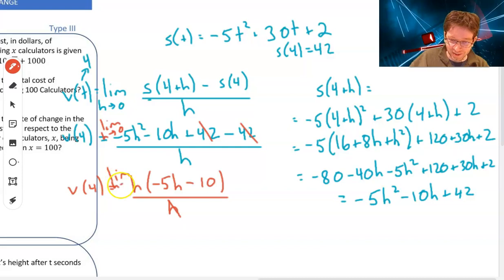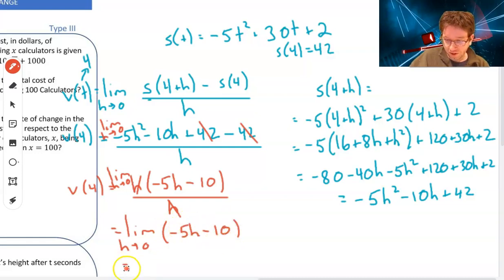The limit as h approaches 0. I got so involved with the algebra. All right, so the h's cancel, and we're left with the limit as h approaches 0 of minus 5h minus 10, which now we can have h approach 0. We're just left with negative 10. So minus 10 meters per second.